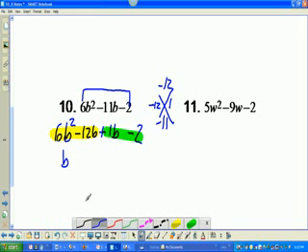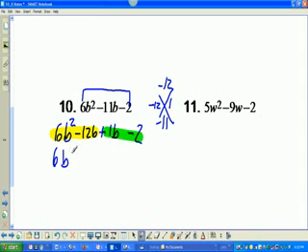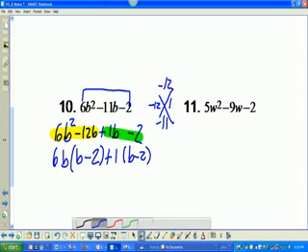My handwriting is kind of bad, so I'll change that so it looks a little bit nicer. 6b. So if I factor out a 6b, 6b times what is 6b squared? Well, that's b. Minus 6b times what is 12b? That's 2. Now if I look at the next two terms, that's a prime, isn't it? Nothing goes into both of those. Well, what goes into every pair of numbers? 1 does. So I'll write 1 parentheses b minus 2.